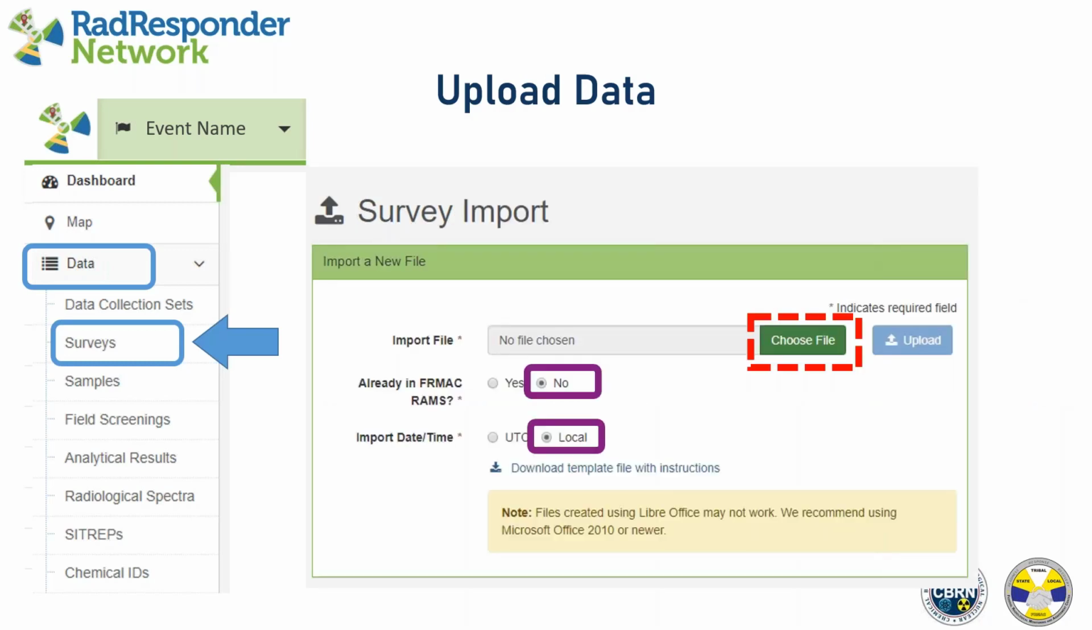And now you're brought to the survey import page here. So the import file, you're going to choose the file that we send to you. So just save it locally to your desktop and then upload it to the RadResponder survey import page. It's going to ask you two questions. Is this already in Firmac RAMs? You can check no, and import date and time, check local.